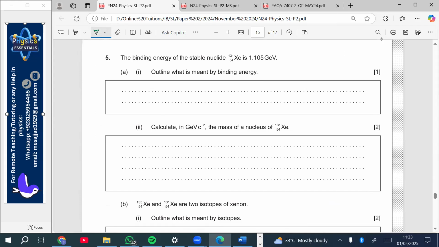Okay, so we say that it is the amount of energy that holds the nucleons together, or inversely, we say that it is the minimum energy required to separate the nucleons. It's vice versa. You can write any of them. Minimum energy required to separate nucleons. So nucleons means protons and neutrons, okay, of a nucleus.